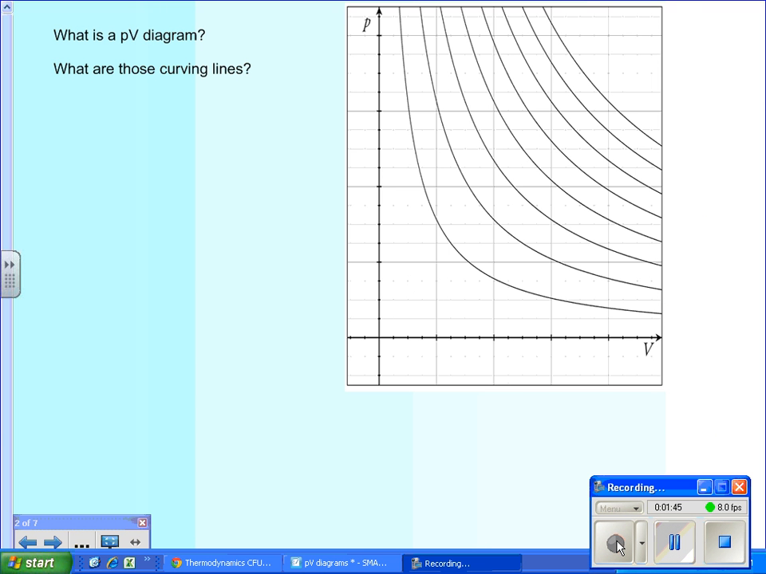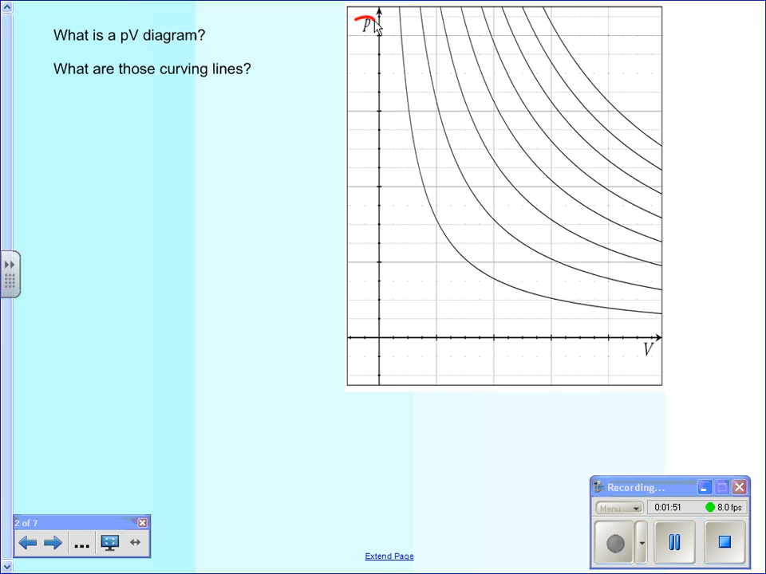A PV diagram is a pretty simple thing to think about. Initially, it's just a regular Cartesian X and Y. P is traditionally put on the Y-axis and V is traditionally put on the X-axis. But you'll notice we've got these strange curving lines here, and I'll tell you what they are called first and show you what they mean. These lines are called isotherms.